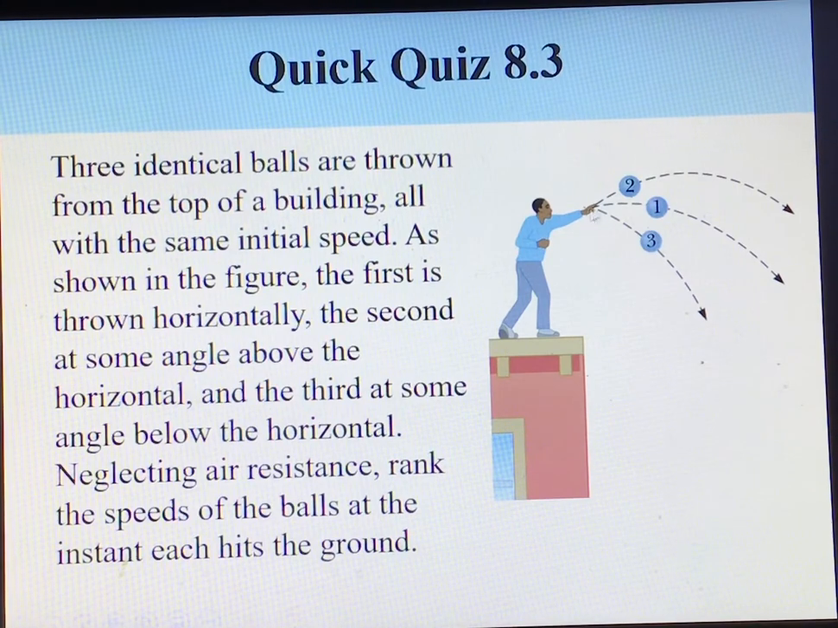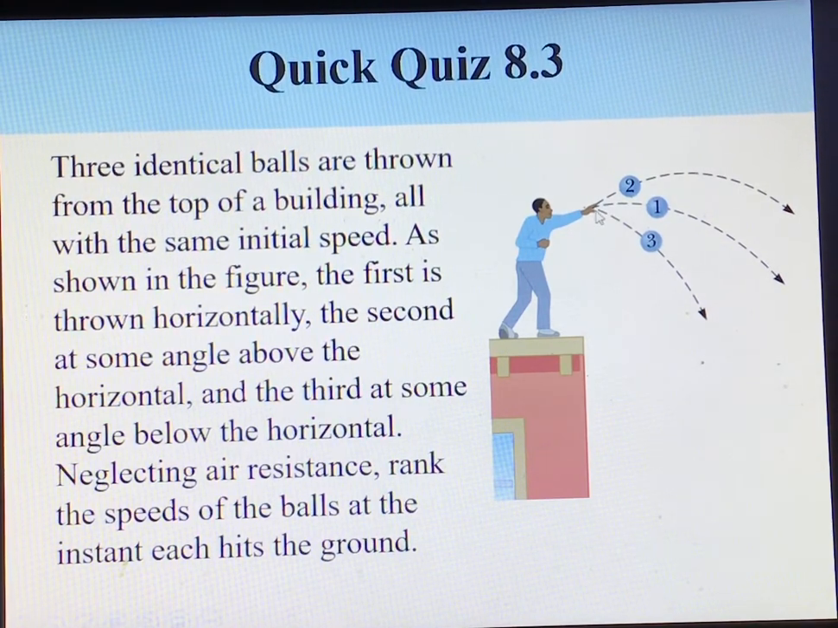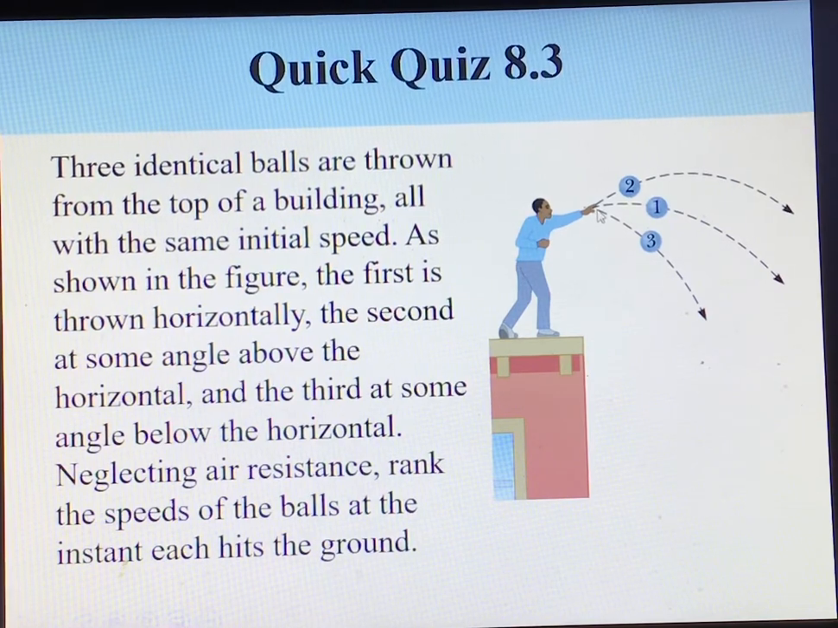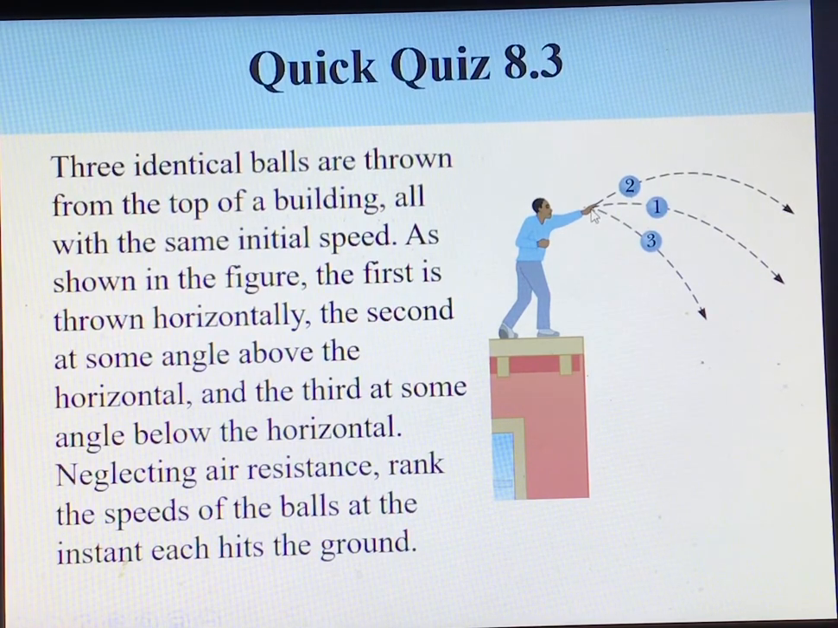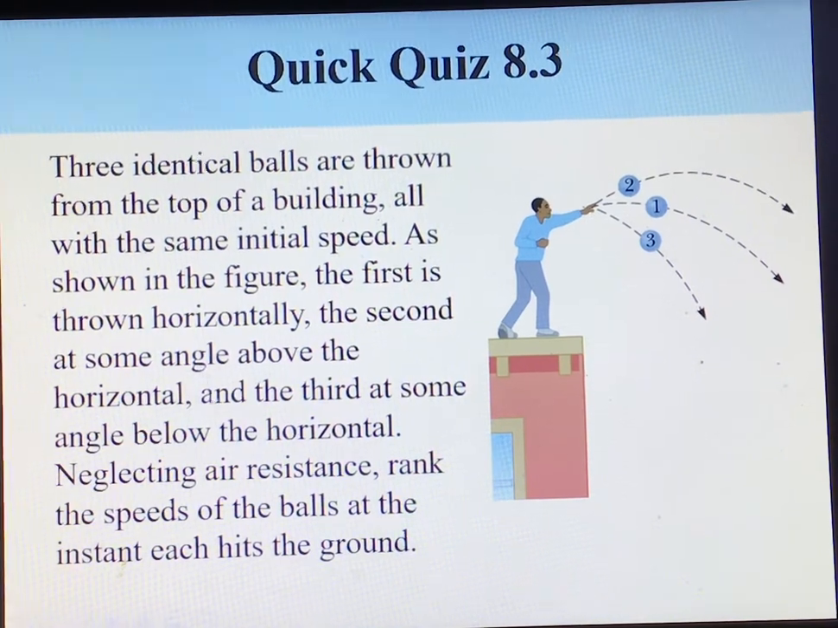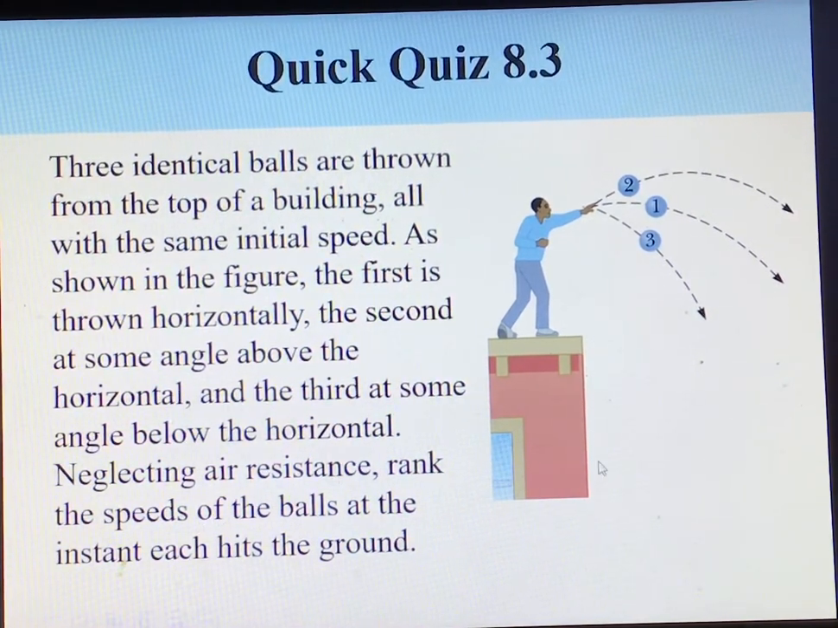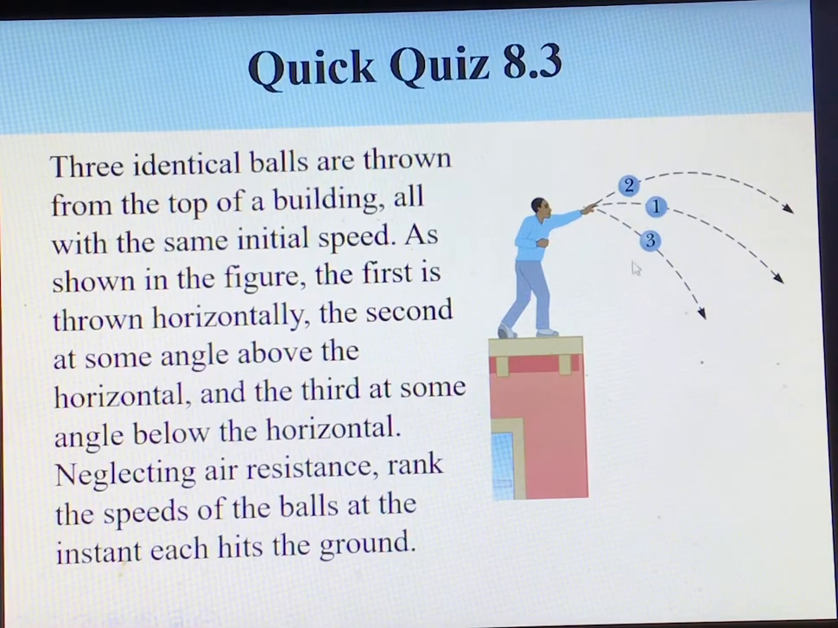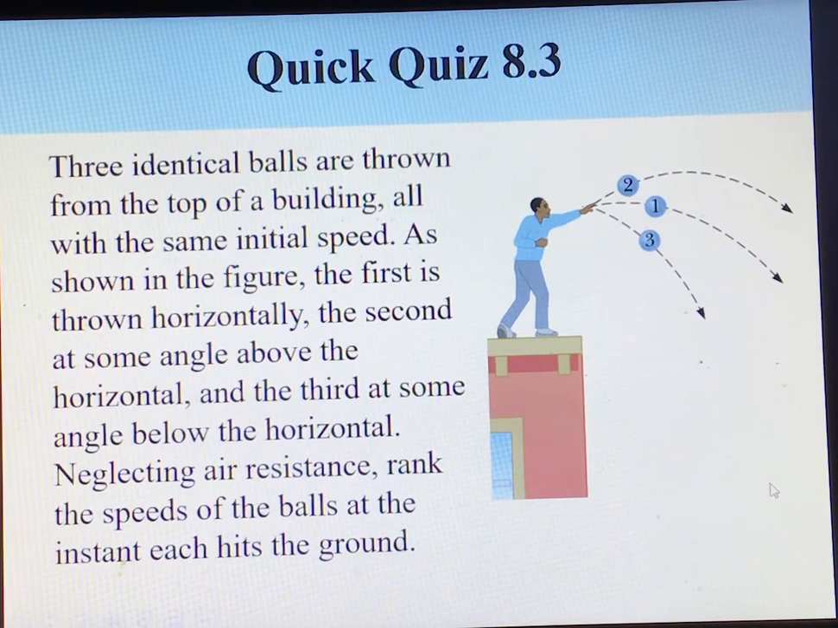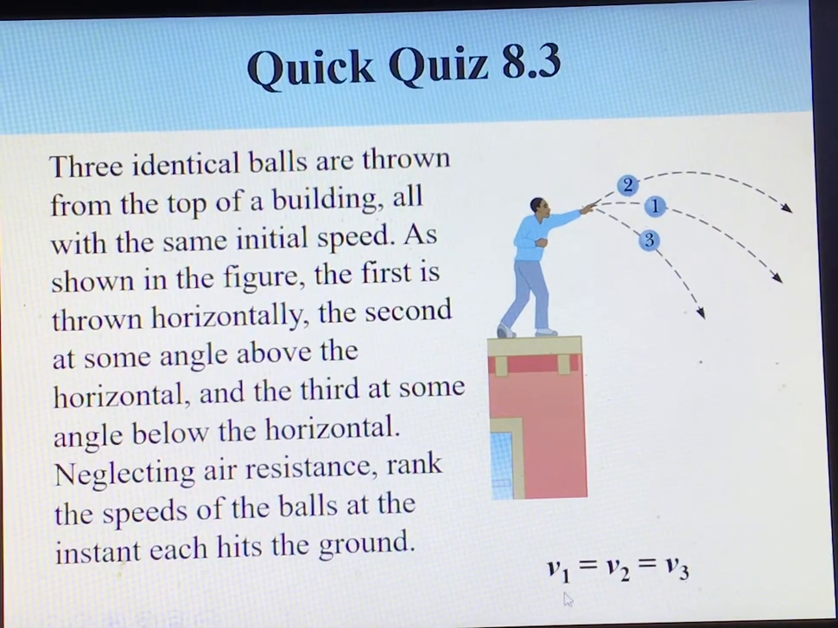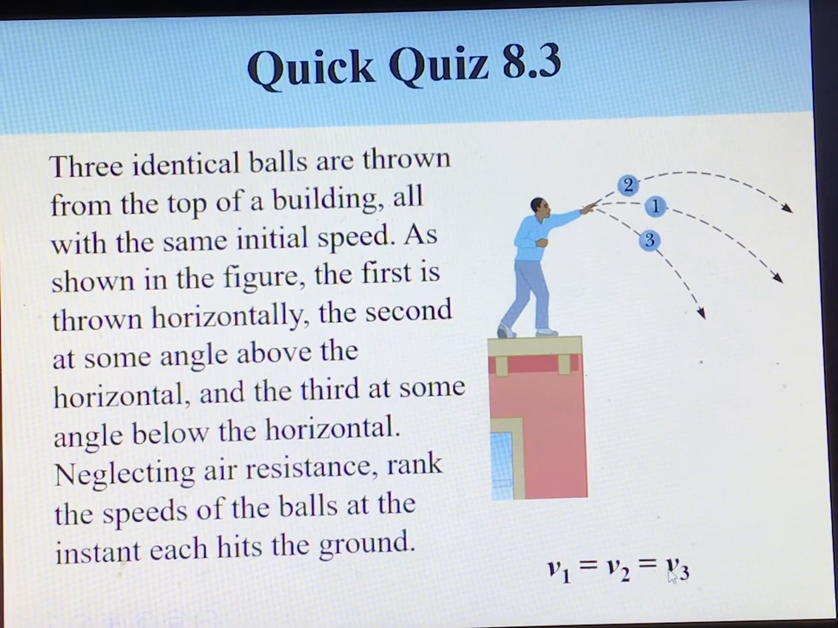If you give this mass some initial speed, because the height is the same, and you want to calculate the speed at the time when each of these balls hits the ground, then by conservation of energy, because we're starting at the same height, the potential energy will be the same, and the potential energy gets converted into kinetic energy. So all the speeds will be the same. V1 is equal to V2, which is equal to V3.